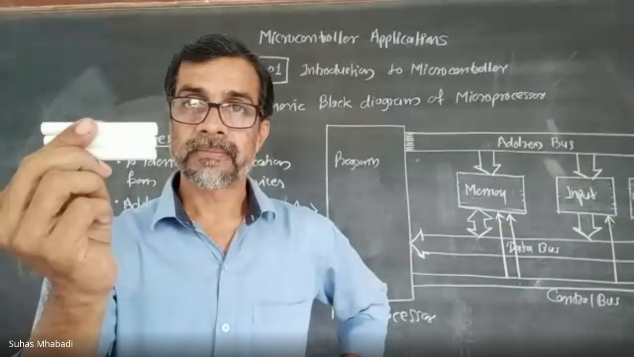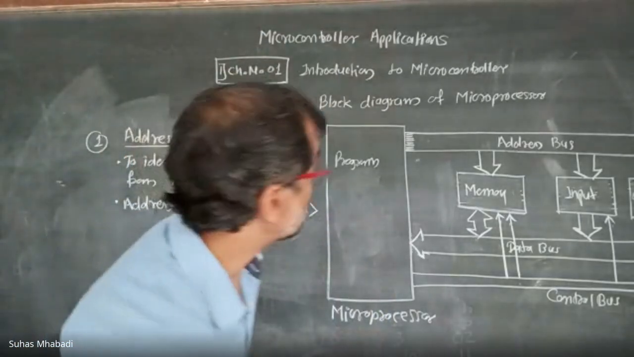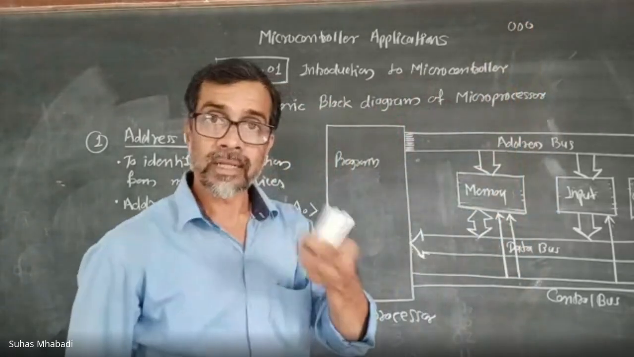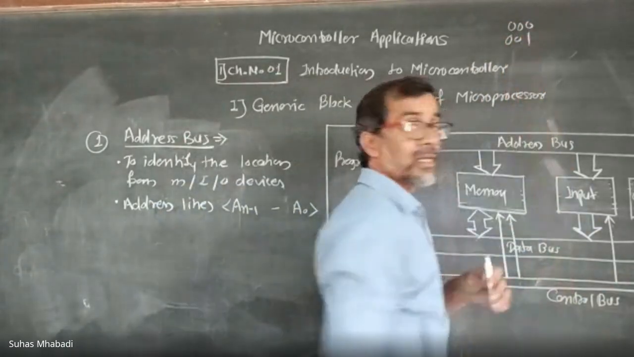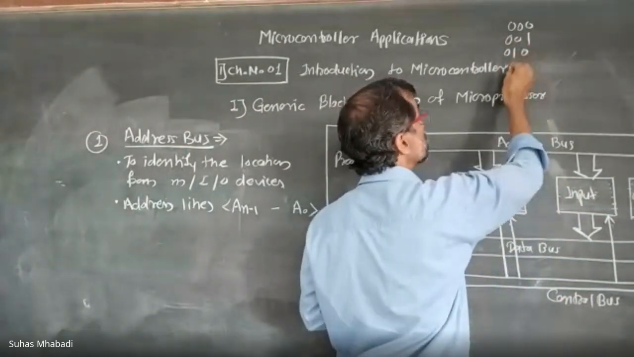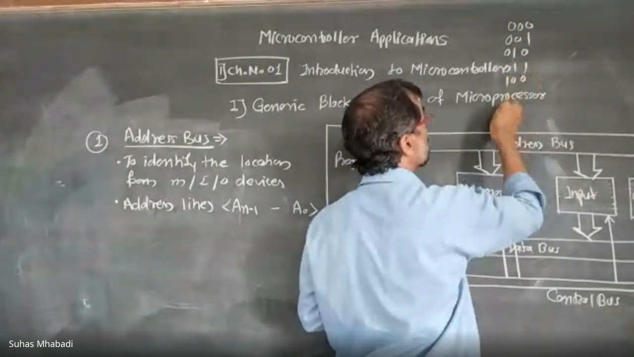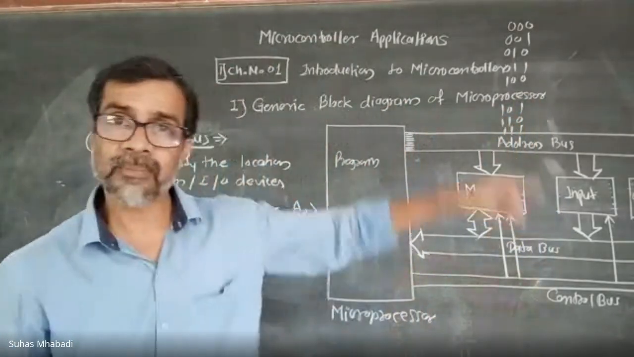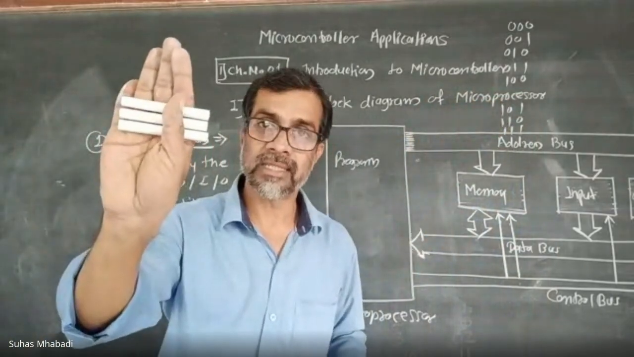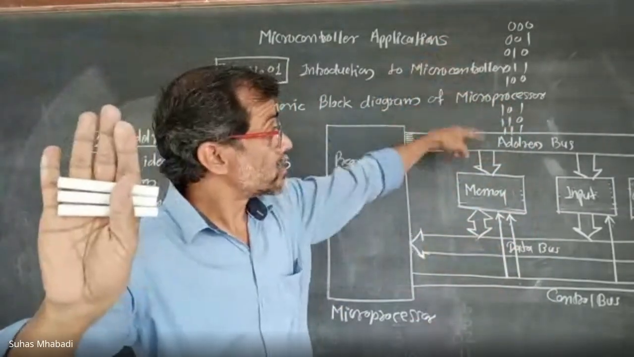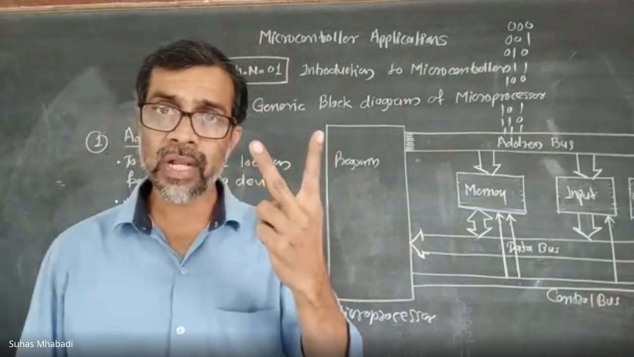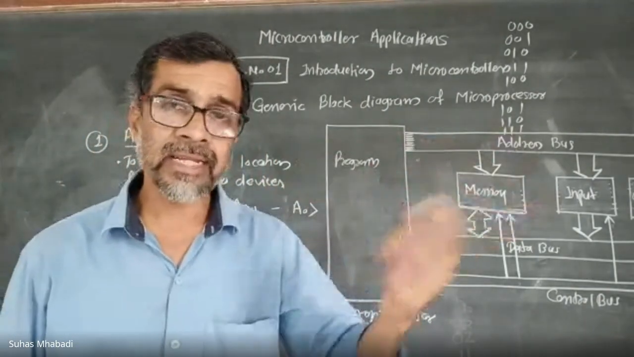If we have three lines, in that case the first address will be 000. The next address will be 001. Next 010, 011, 100, 101, 110, 111. These are the possible combinations made by three lines. Count them: the addresses will be 8. That is quite simple. One line, two addresses; two lines, four addresses; three lines, eight addresses.